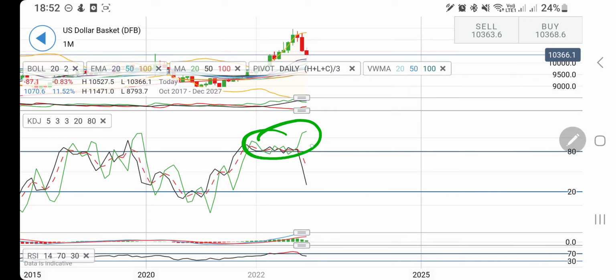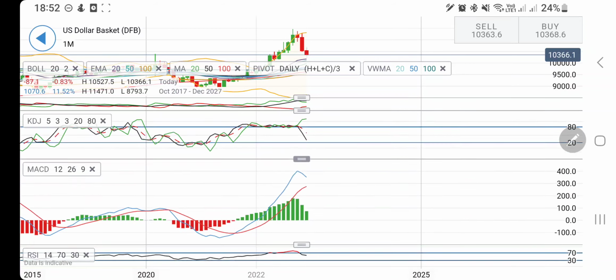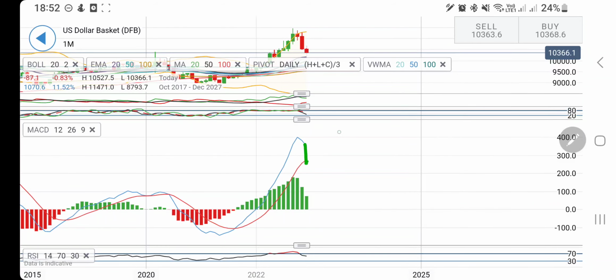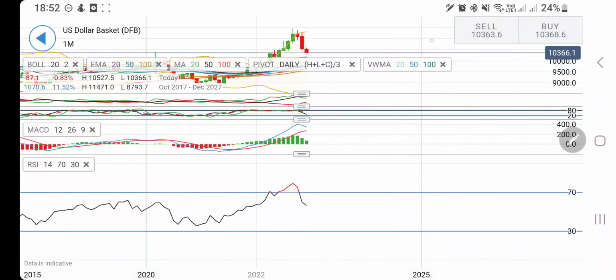The stochastic, which was trading multiple months overbought, is now looking downwards. It is looking forward to coming back to the oversold zone. The MACD is trying to converge from the high, with a sharper dip here. It is looking forward to a crossover soon. Let's see if it does.